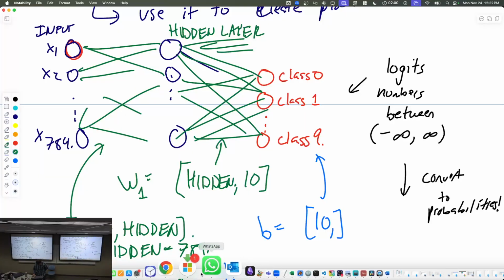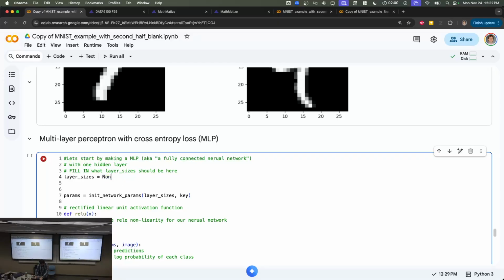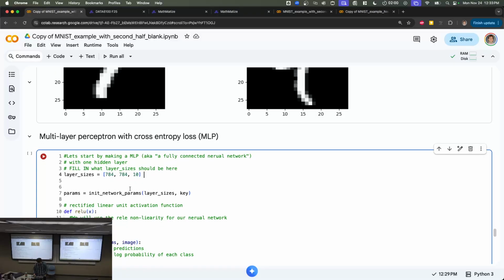OK. Let's go here. So the layer sizes, I'm going to do 784 by 784 by 10. And the middle 784, this is the input, has to be 784. This is the output, has to be 10. But it is totally up to you what to put in there. Some could be good, some could be bad. It's hard to know without trying.